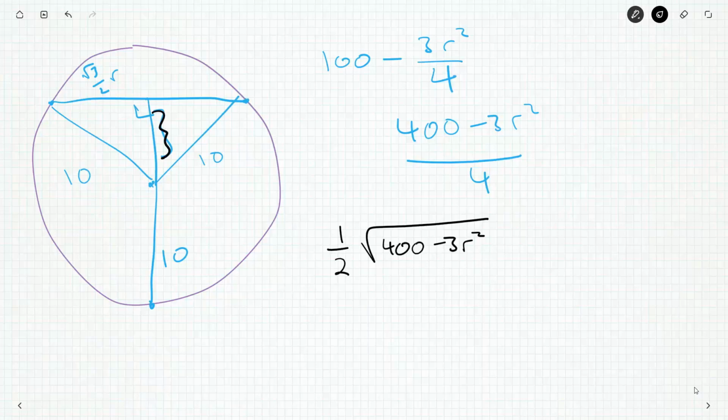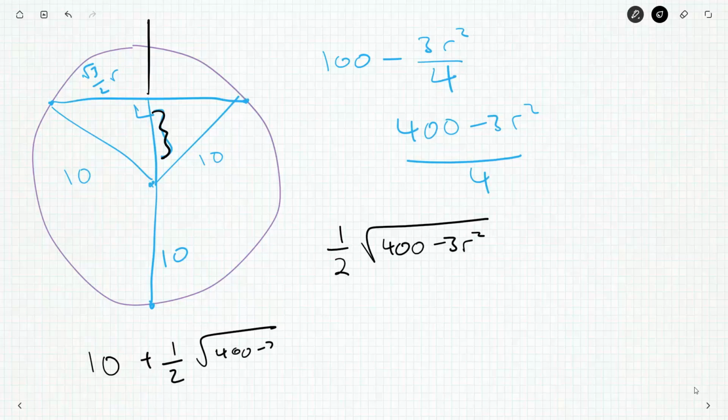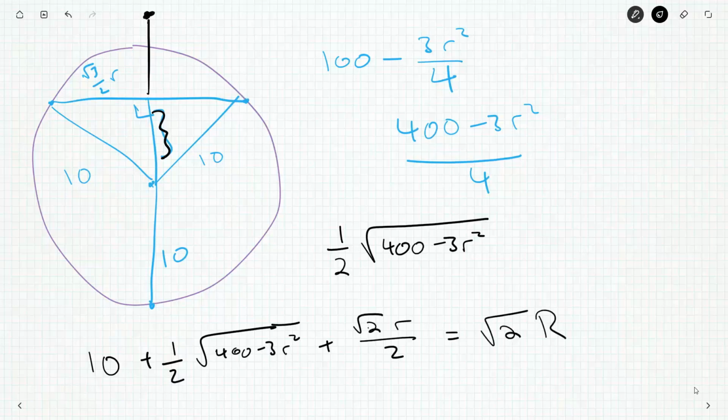Now, that distance, so 10 plus 1/2 square root 400 minus 3r squared, plus the root 2 r over 2, that is the hypotenuse up to the top, is going to be root 2 times that capital R radius.